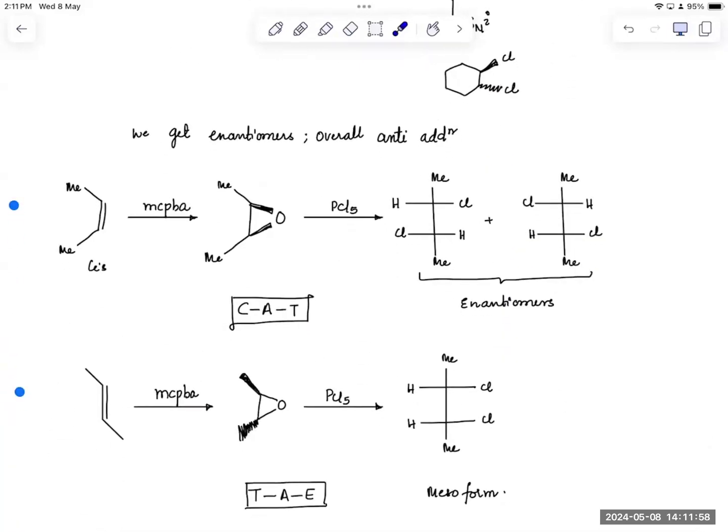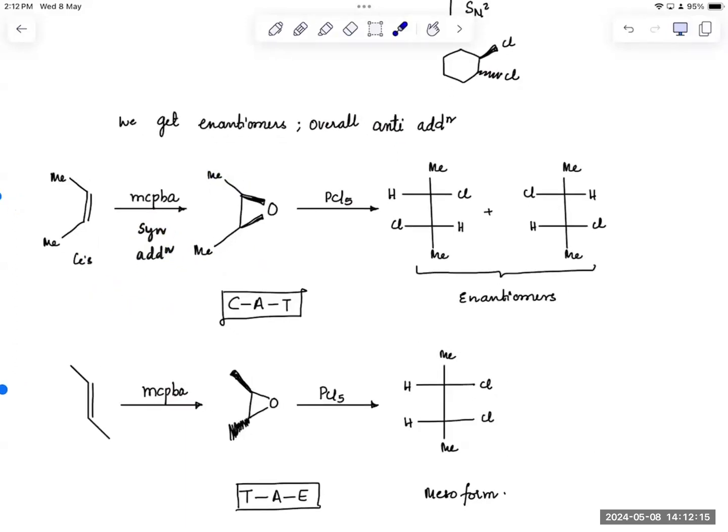If you notice epoxide, if you take the cis form and epoxidation is a syn addition. This is a syn addition. So when you have a syn addition on cis, we will get this as threo. That means both will be on the same side, which is erythro.